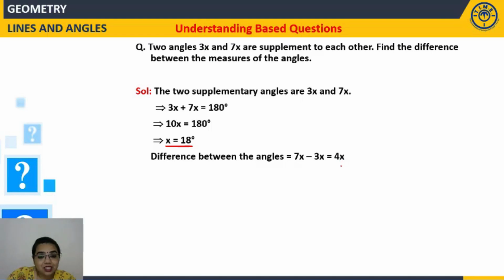Can we leave the answer here? No. We know the value of x, so we need to substitute that over here. So 4 into 18 degrees. What is 4 into 18? It is 72. Yes. So 72 degrees is the difference between the measures of the angles. Is this clear? Right. Let's move ahead to the next question.